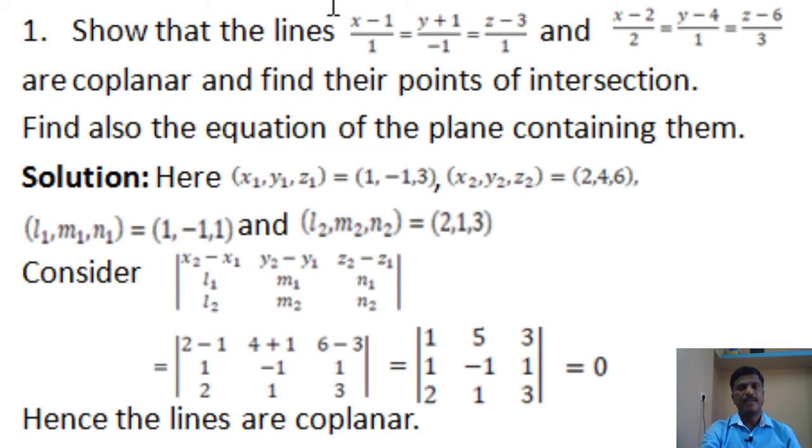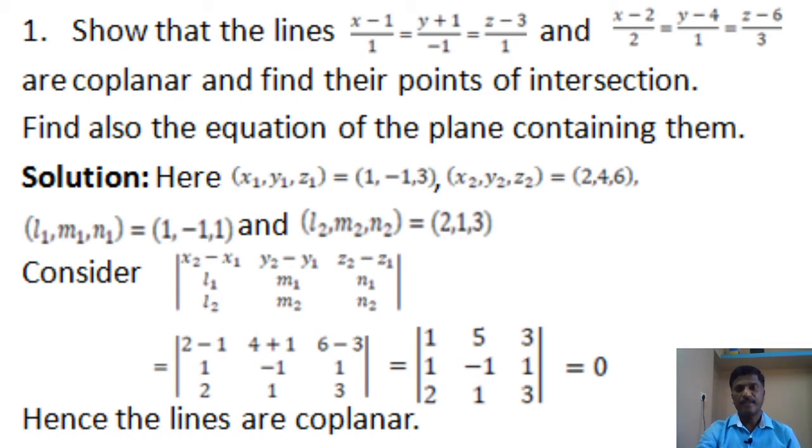Here first we verify the condition for coplanarity. For that we write the values of x1, y1, z1 and x2, y2, z2, l1, m1, n1 and l2, m2, n2 by using the given equations. Then we consider the condition left hand side, that is the determinant of (x2 minus x1, y2 minus y1, z2 minus z1), (l1, m1, n1), third row (l2, m2, n2). By substituting the values of all these we get 0. Hence the lines are coplanar.